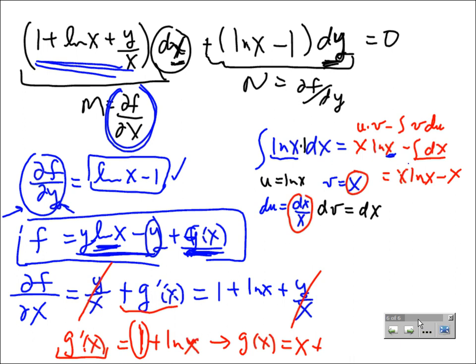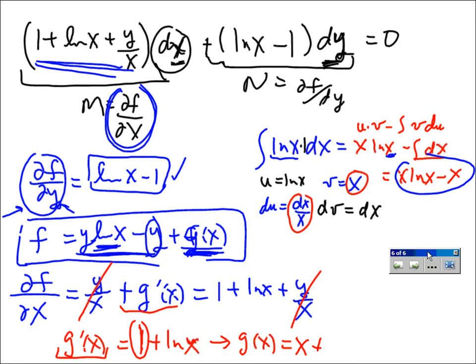Okay. So I take this answer, and I put it in the bottom here. I took the integral of 1, I got x, plus the integral of that is x ln of x minus x.